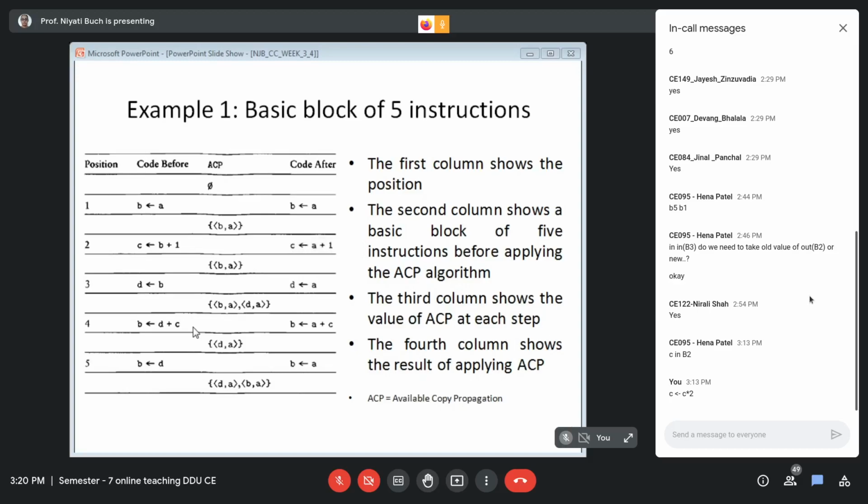I hope the basic idea of copy propagation is clear to you. Once you have that idea, going through the example will be very easy for you.